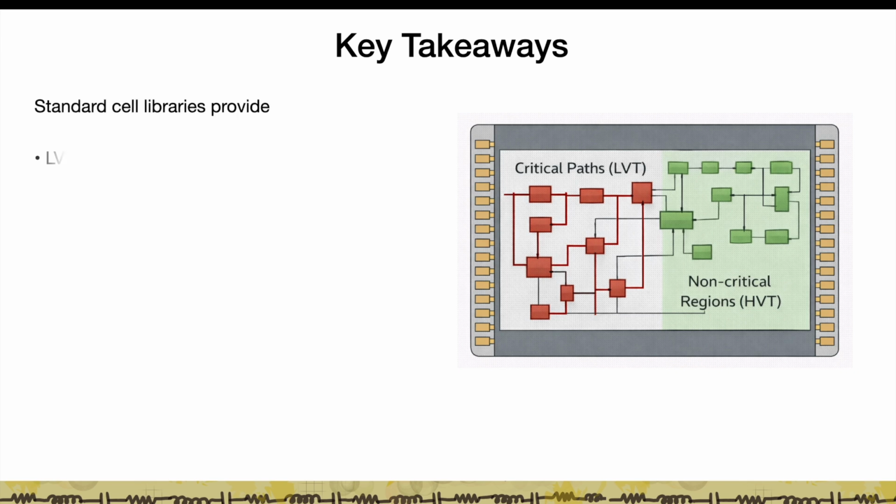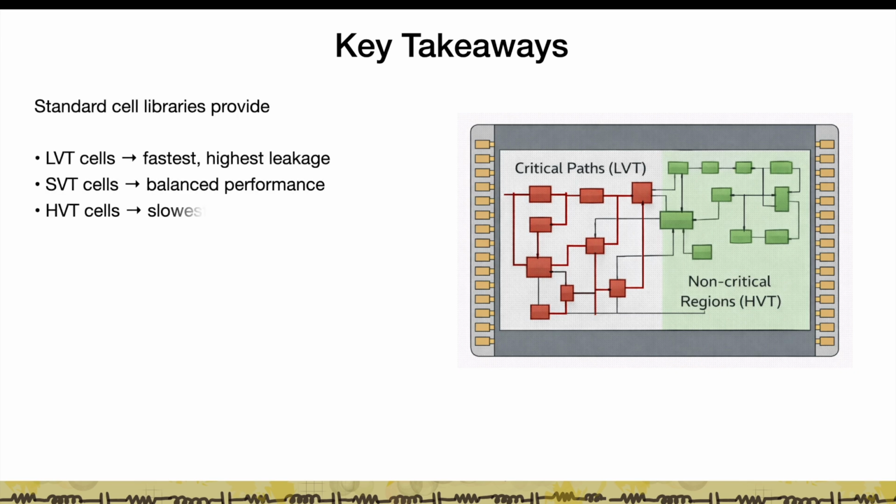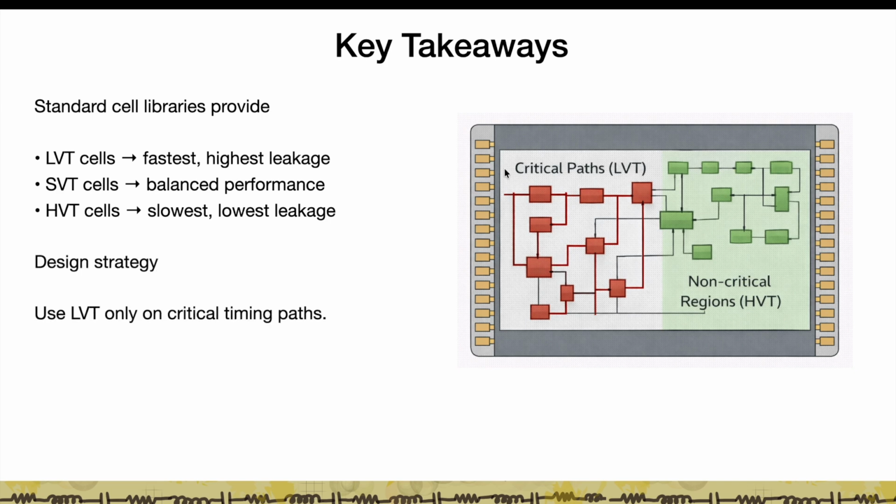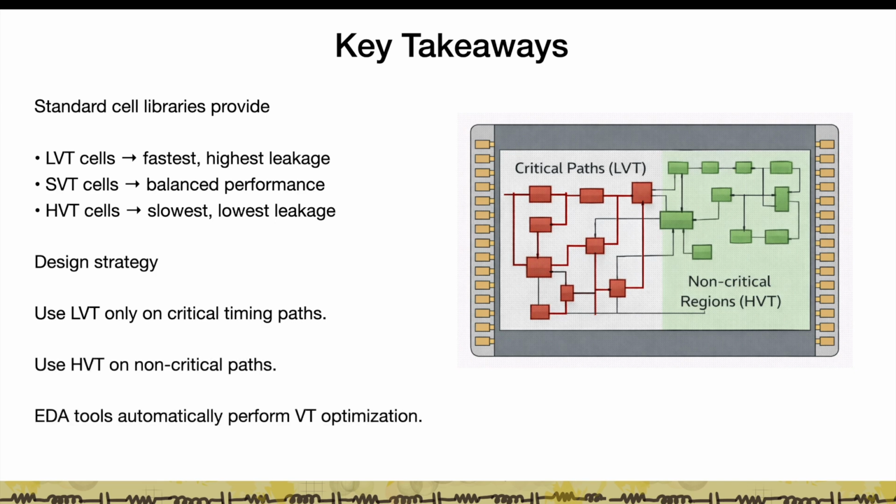Let's bring it home. Standard cell libraries give you three threshold voltage options: LVT, fastest switching, highest leakage; SVT, balanced performance and power; and HVT, which is slowest switching and lowest leakage. The design strategy is asymmetric by intent. Use HVT as your default. It covers 60 to 80% of a typical chip. And reserve LVT for the critical paths that genuinely need the speed boost.